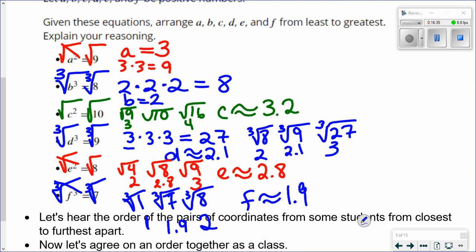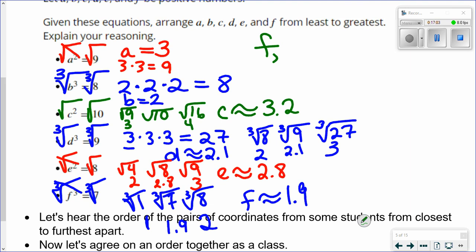All right, so at this time, check to see if your work matches mine, and if not, you need to add to your notes. Pause the video, add to your notes now, and then we can go ahead and order them based on our approximations here from least to greatest. So I am noticing that F is the smallest out of the 6, 1.9. So I'm going to list F first.